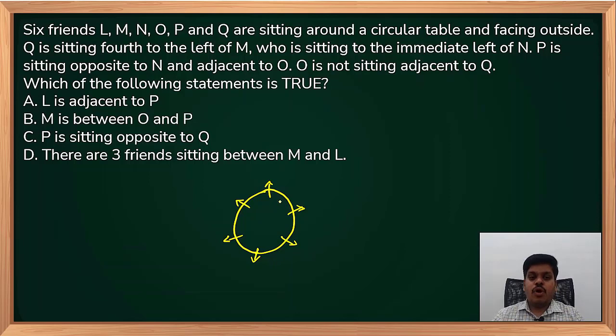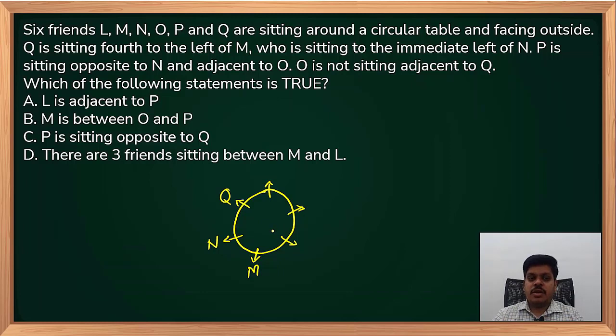Q is sitting fourth to the left of M. So I marked M here. And Q is sitting fourth to the left of M: 1, 2, 3, 4. So Q is here only. Then M is sitting to the immediate left of N. So N is here, and to the left of N, it is M.